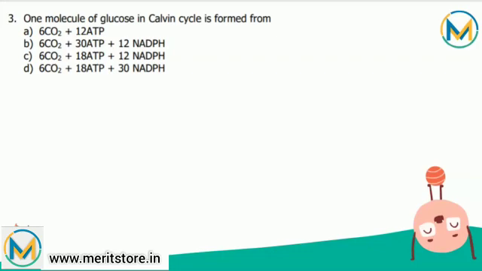Okay, so the correct answer for this question is 6 CO2, which is there in all the options. Then it requires 18 ATP, which is there in C and D, and 12 NADPH. So 12 NADPH is there only in option C, and thus the correct answer for this question is option C. Moving towards the next question.